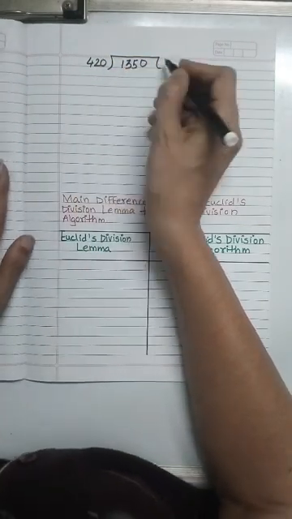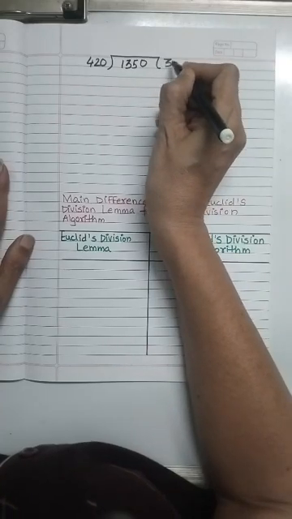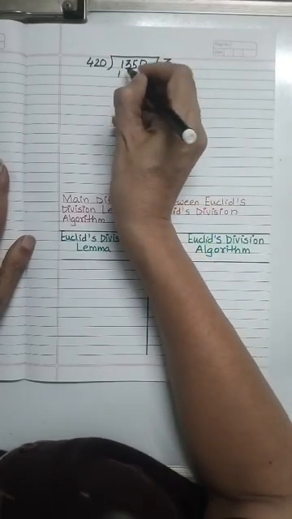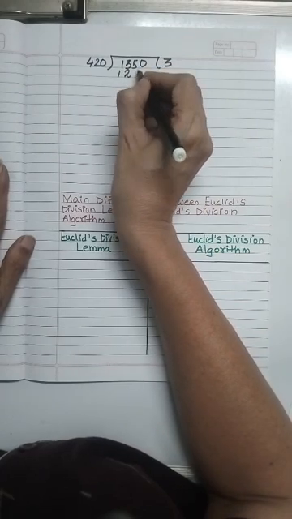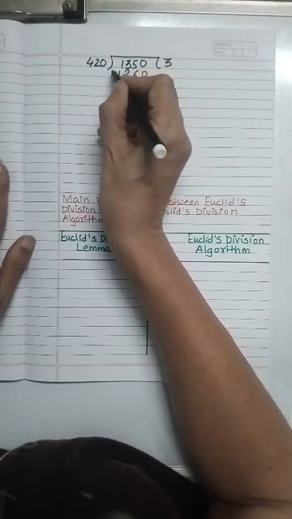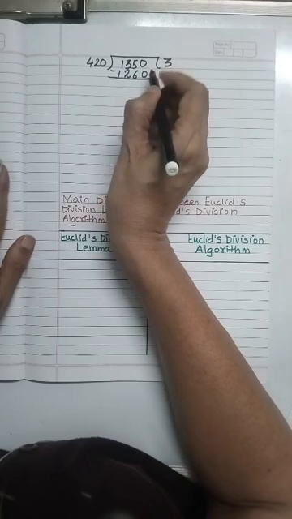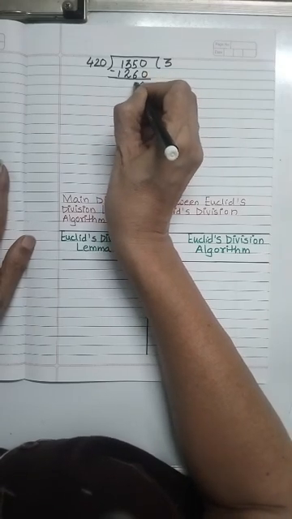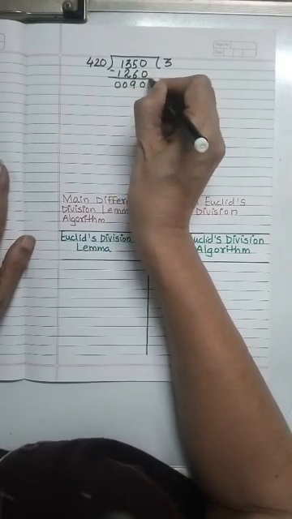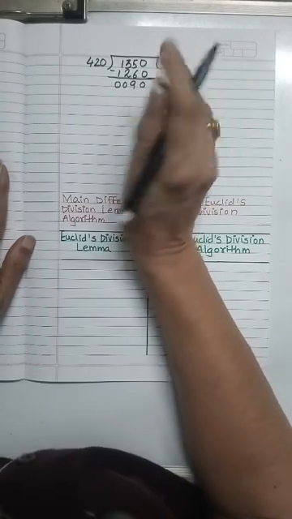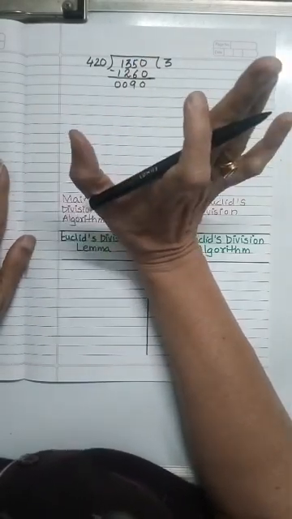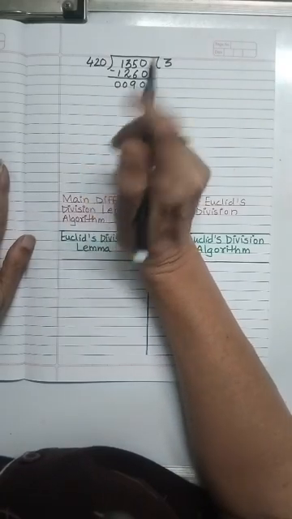So 420 threes are 1260. Subtract and we get 90 as the remainder. As our remainder is not 0, we'll keep on dividing.